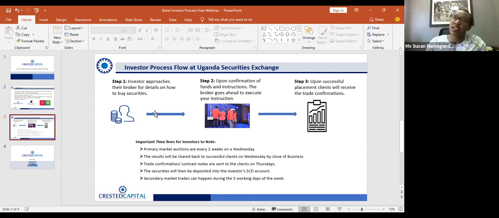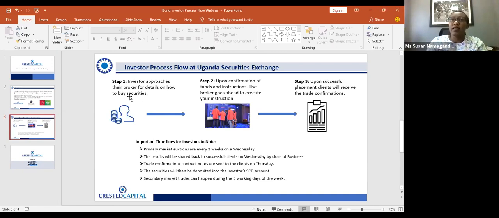Once you're satisfied, go ahead, deposit your money and give the instructions to place the security for you, whether it's the secondary market or the auction, whatever you'd have agreed upon, whatever options the broker has availed to you, the one that you have selected. Give clear instructions for what you want to buy.